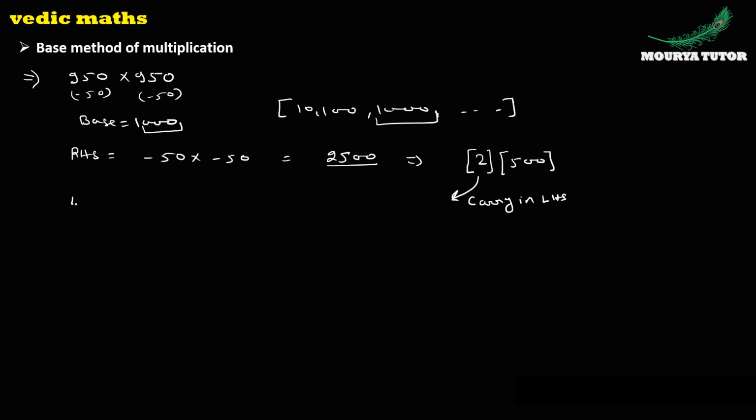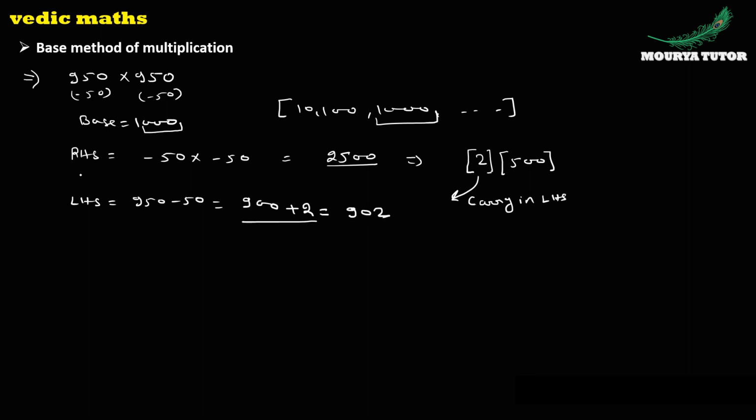Let's find out the LHS. For the LHS, you just need to subtract 950 minus 50, and after subtracting you will get 900. Now you can see this 2 will be the carry for this LHS part. So at the end we need to add it in the LHS part, so it will become 902.